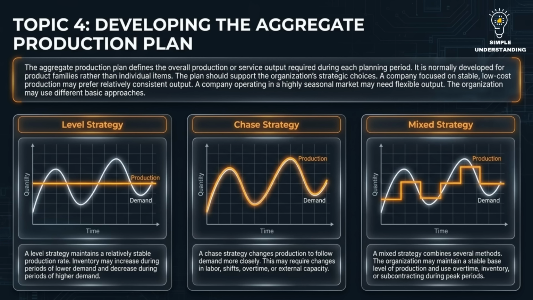The organization may use different basic approaches. A level strategy maintains a relatively stable production rate. Inventory may increase during periods of lower demand and decrease during periods of higher demand. A chase strategy changes production to follow demand more closely. This may require changes in labor, shifts, overtime, or external capacity. A mixed strategy combines several methods. The organization may maintain a stable base level of production and use overtime, inventory, or subcontracting during peak periods.